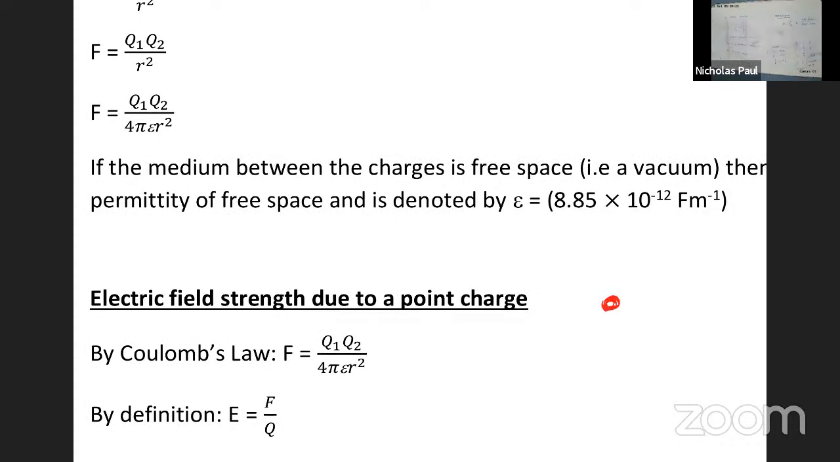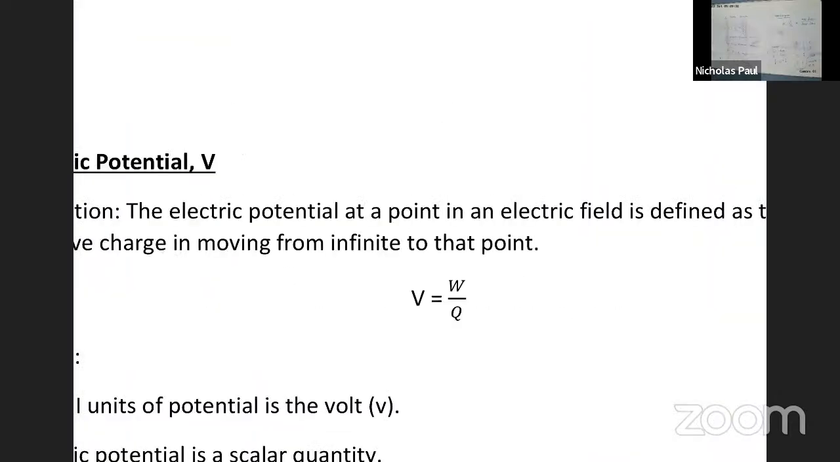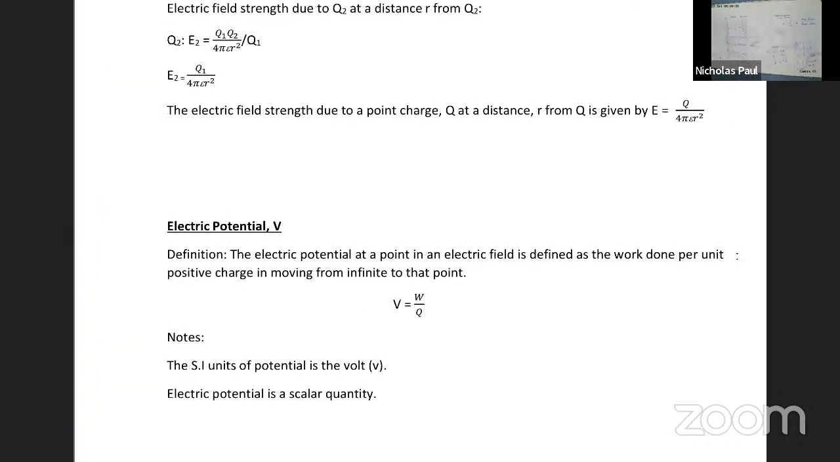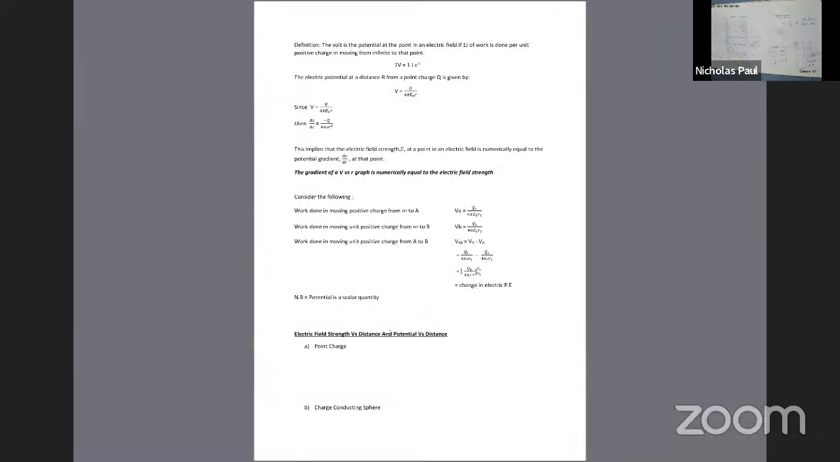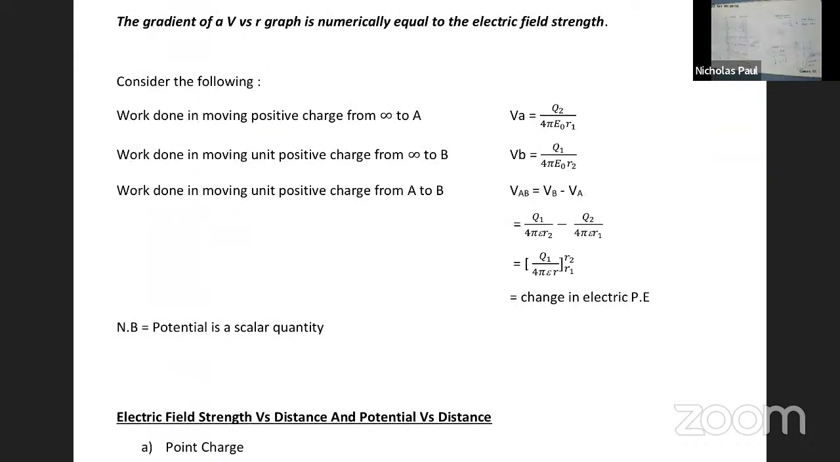So if you have a point charge here, you want to find the electric field strength due to this charge. After that, we talked about electric potential, which is defined as the work done per unit positive charge in bringing it from infinity to that point. We saw this relationship here, and we had the relationship in terms of Coulomb's law. Something very important is that potential is a scalar quantity.